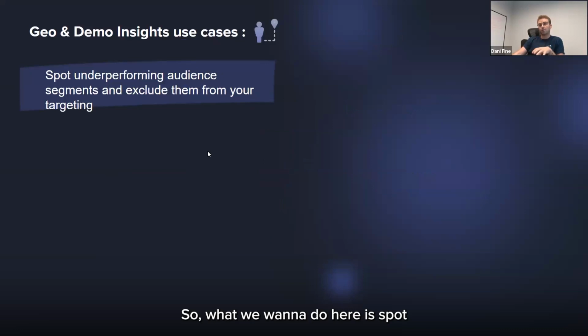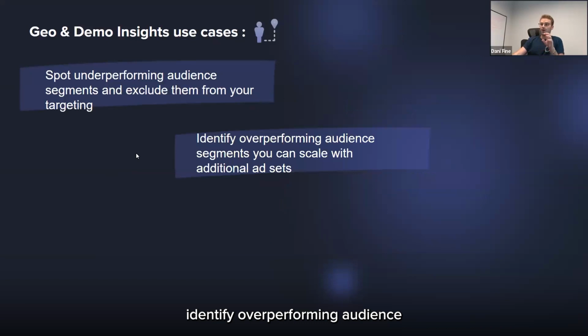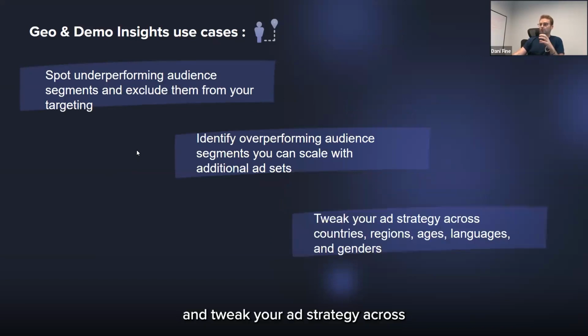What we want to do here is spot underperforming audience segments and exclude them from our targeting, identify overperforming audience segments so we can scale them up, and tweak your ad strategy across countries, regions, ages, languages, and so on.